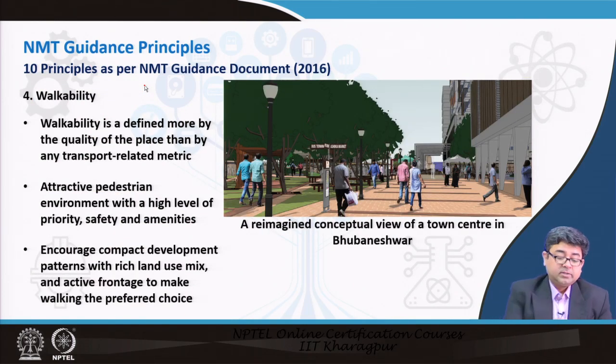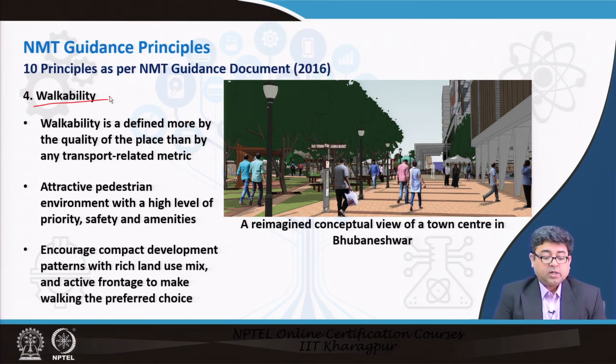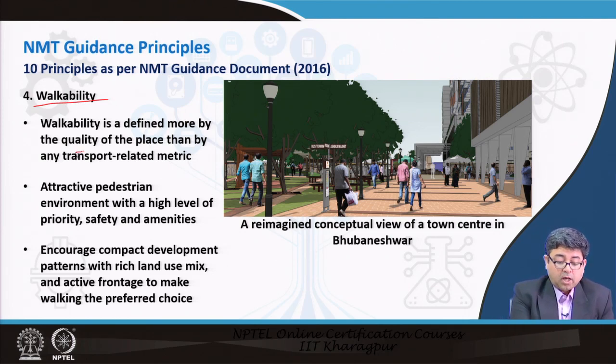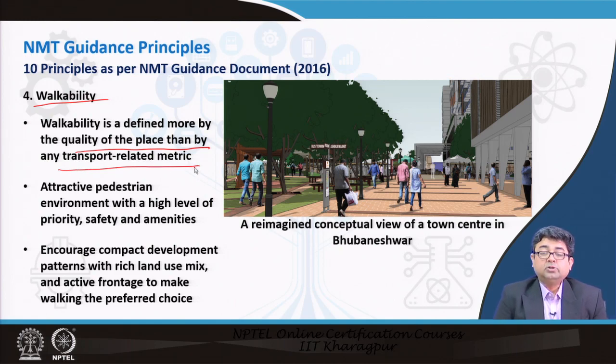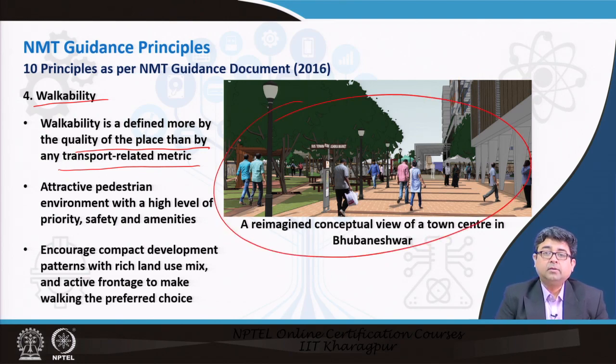The fourth principle is walkability, right? Walkability is defined more by the quality of the place than by any transport related metric. Although we use the phrase pedestrian transport, when we are talking about people walking or the walkability of a space, we are looking at more than just the transportation aspect. We are looking at the environment that is around the public, around the pedestrians.